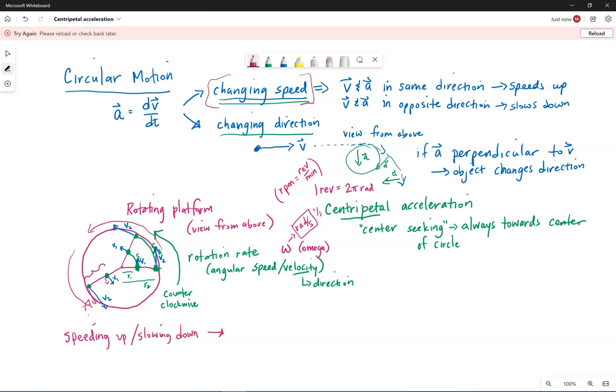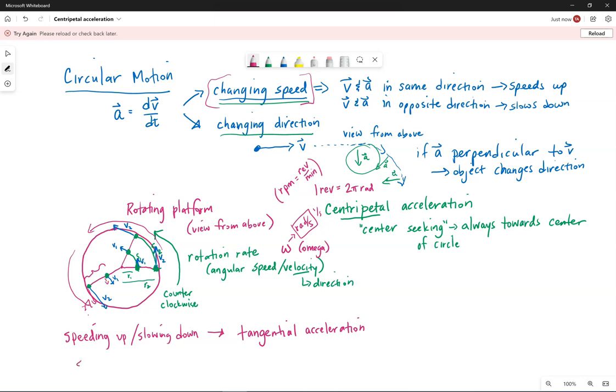So we actually refer to this acceleration as a tangential acceleration, because we draw the acceleration vector parallel to the velocity vector, which is tangent to the circular path the object's moving through.